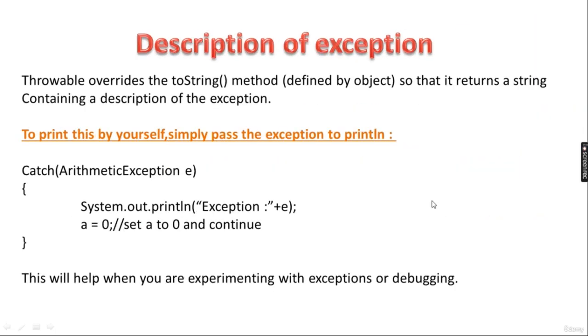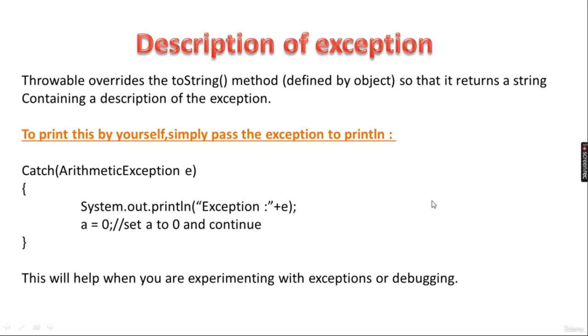Description of exception. Throwable overrides the toString method defined by Object so that it returns a string containing a description of the exception. The toString method will do what? It will give you the description of the exception. To print this by yourself, simply pass the exception to println.